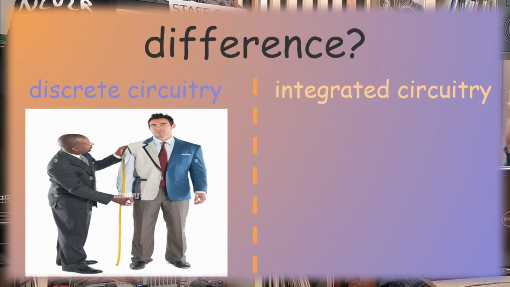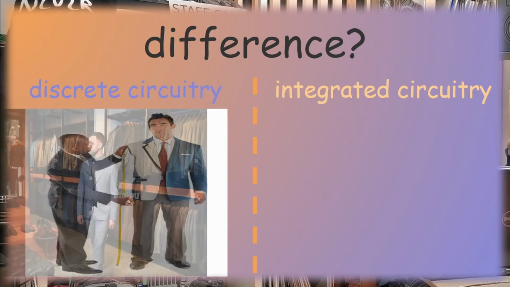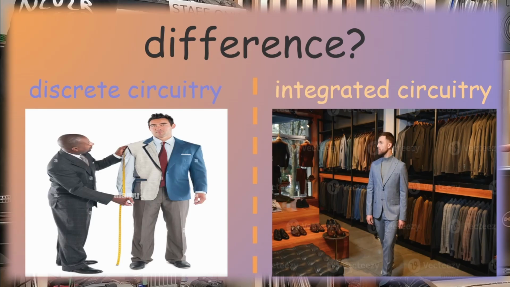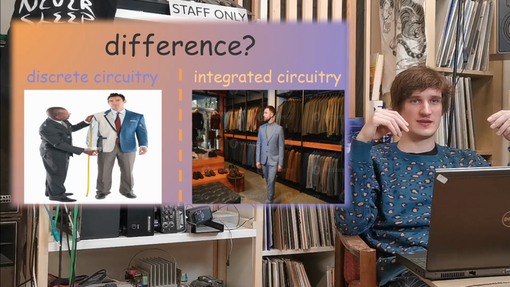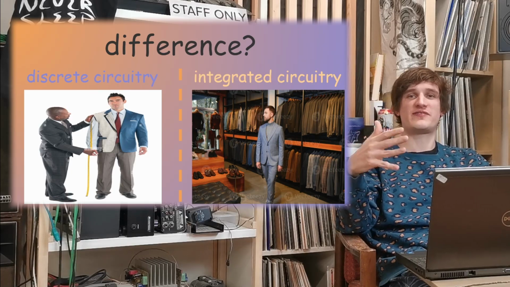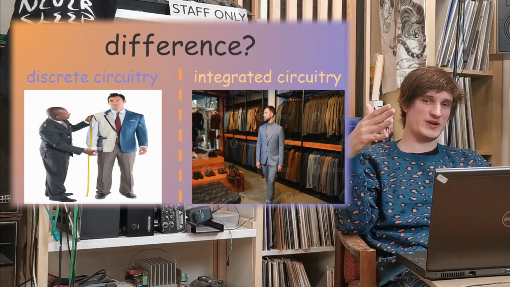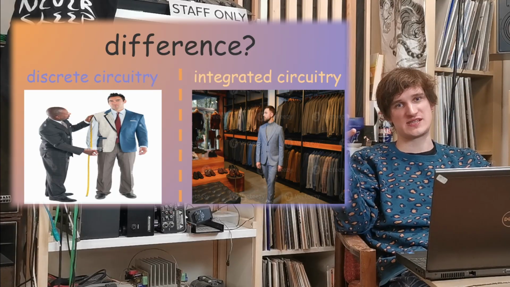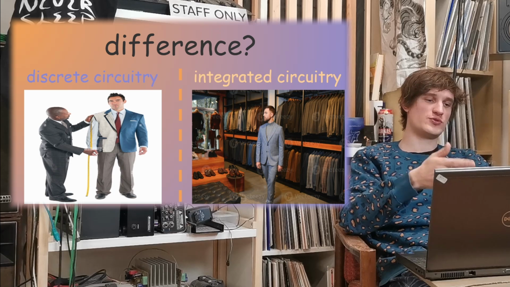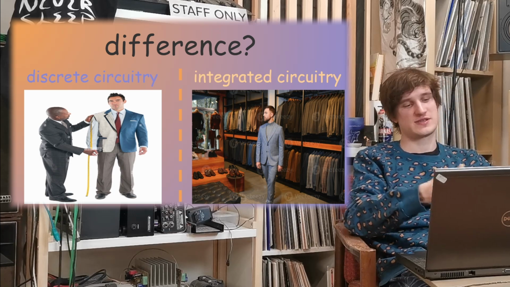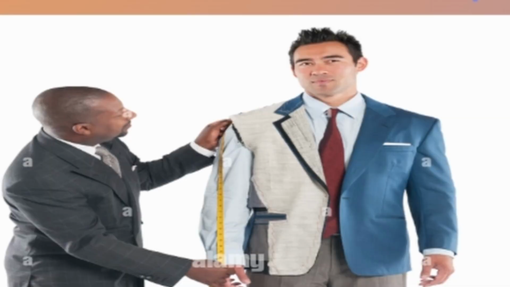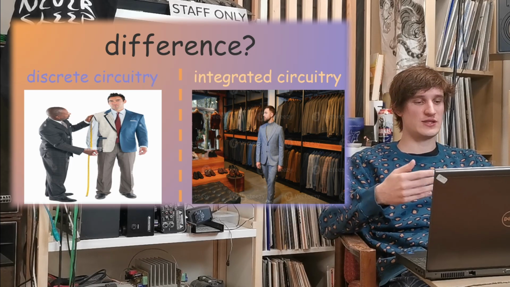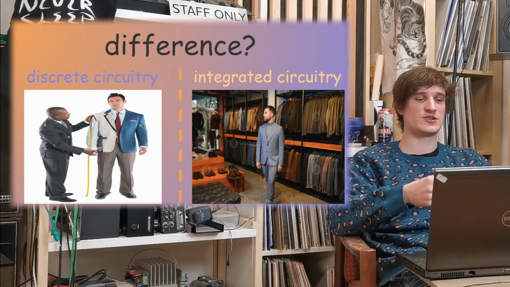So here I compared discrete circuitry and integrated circuitry in the way that when you want to have full control and just go with your imagination and do whatever you want and have every parameter under control, you may want to go with discrete circuitry, because like we see here, this guy has quite a funny suit, but it was his individual decision and he had control.